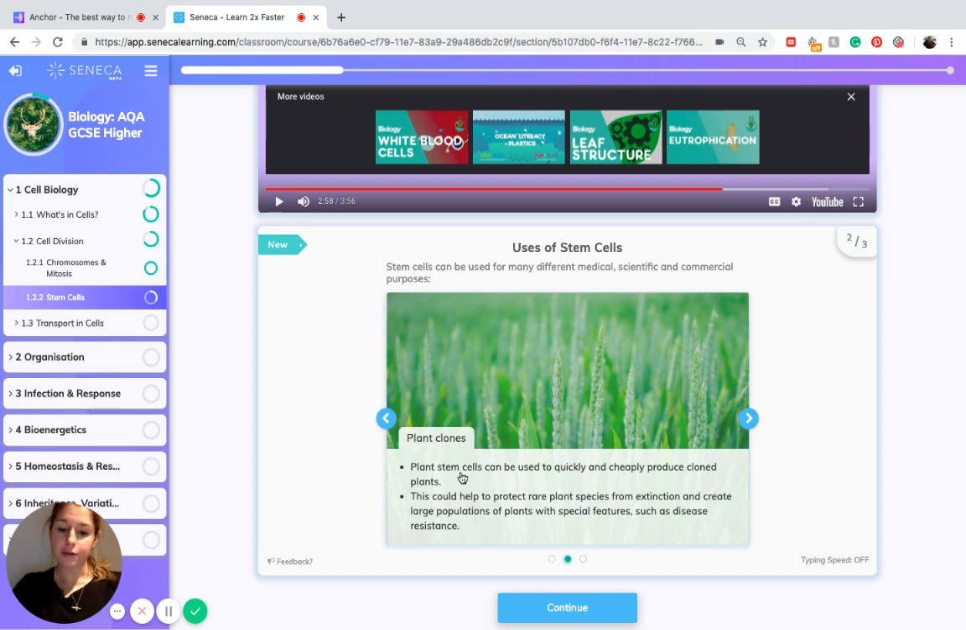Plant clones. Plant stem cells can be used to quickly and cheaply produce cloned plants. This could help to protect rare plant species from extinction and create large populations of plants with special features, such as disease resistance.